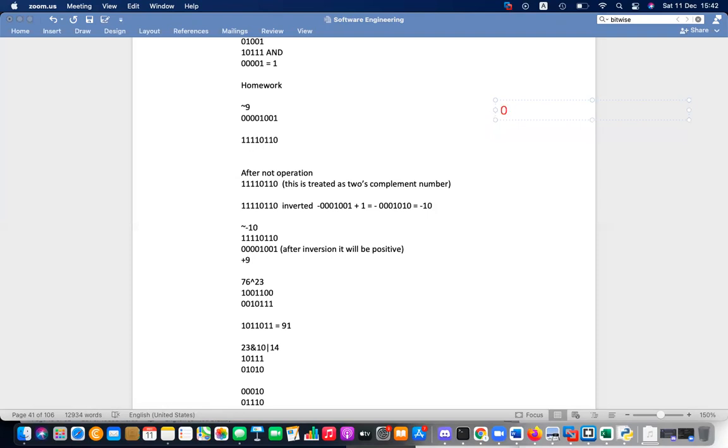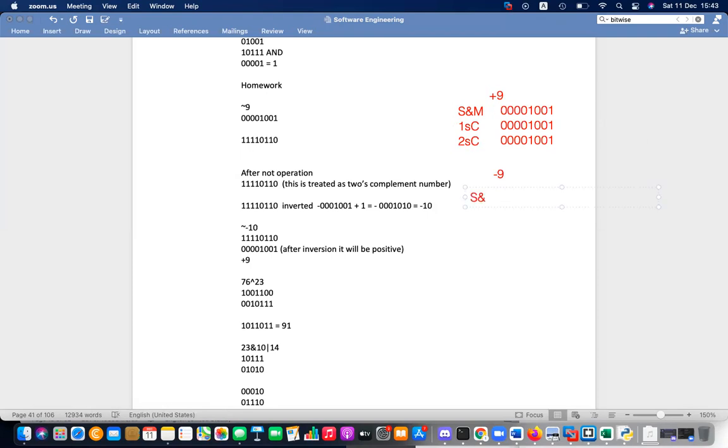For positive numbers, sign and magnitude, 1's complement, and 2's complement are all the same. For example, if it is +9, sign and magnitude, 1's complement, 2's complement are all the same. But for negative numbers, for -9, that's different.